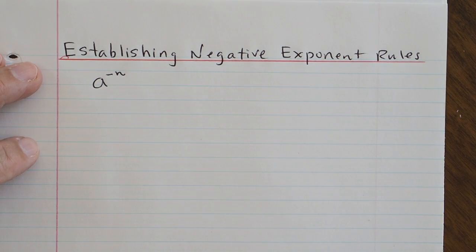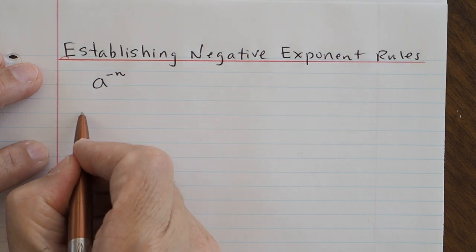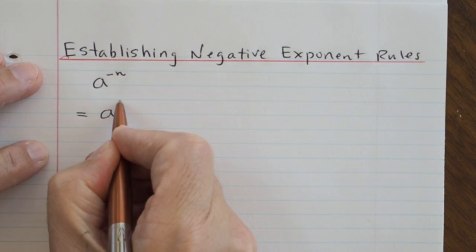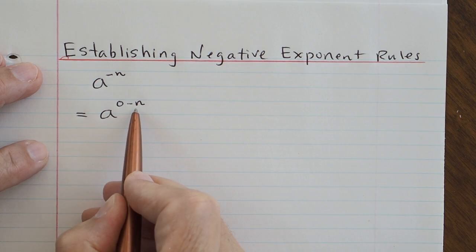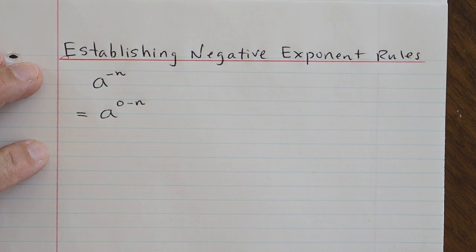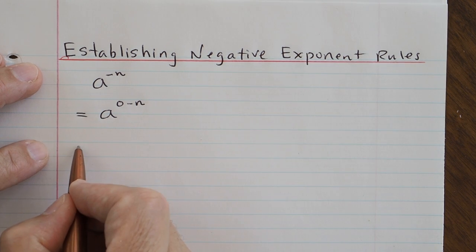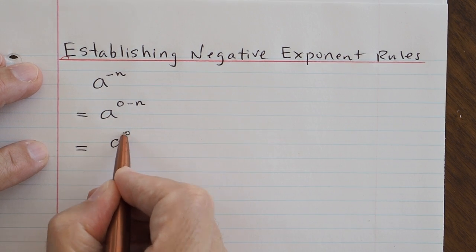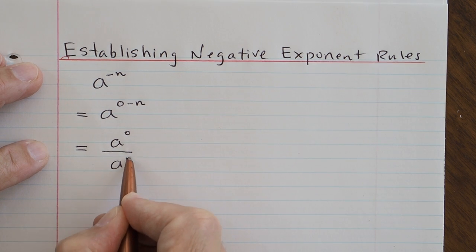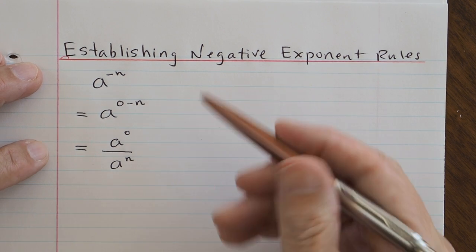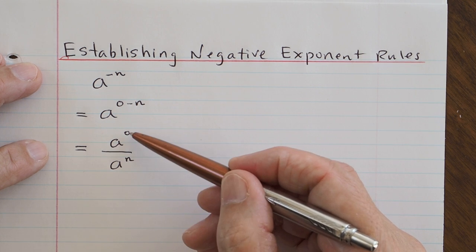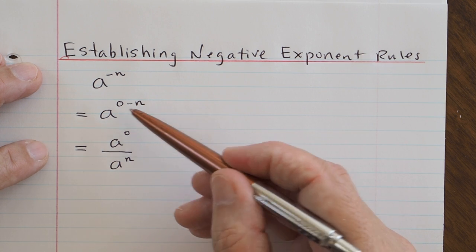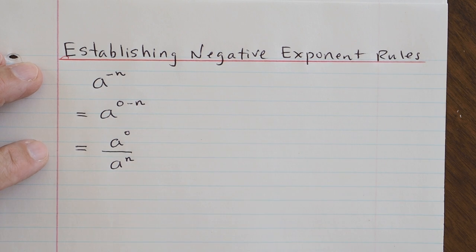To work out how to handle that situation, I'm first going to write that as a to the 0 subtract n. It is true that 0 take away n is the same as negative n. Why I would do that becomes clear on the third line. I'm going to write that as a to the 0 over a to the n. Now remember, if you are dividing powers of like base, you subtract the exponents. So 0 minus n appears here, and this is a correct step.